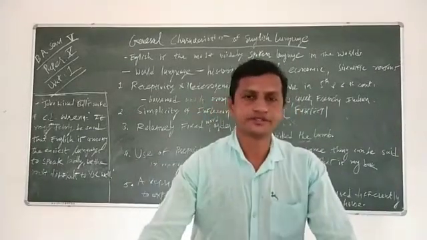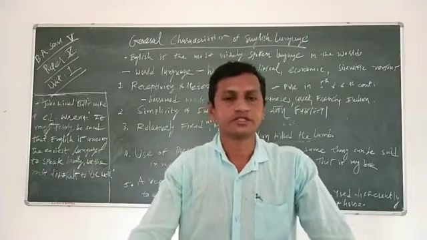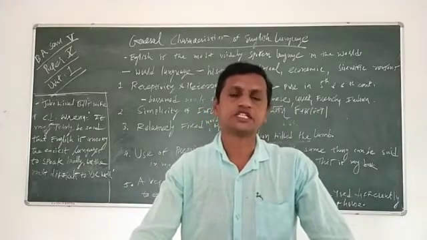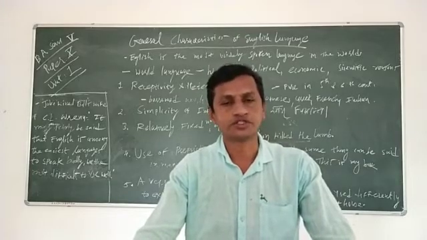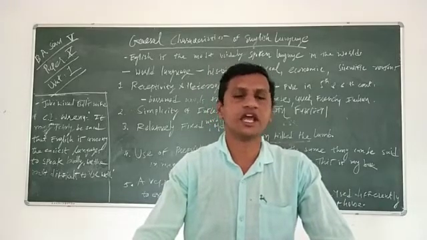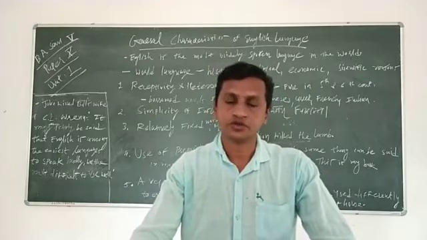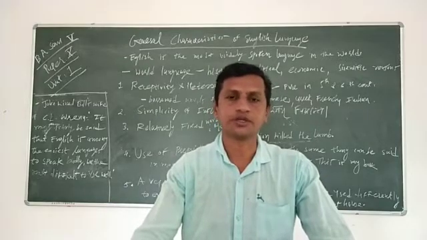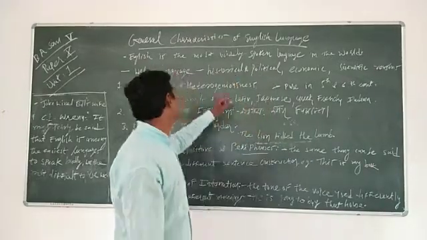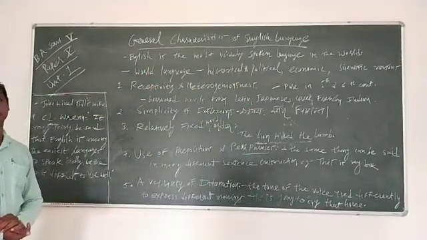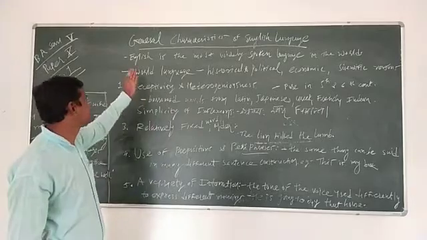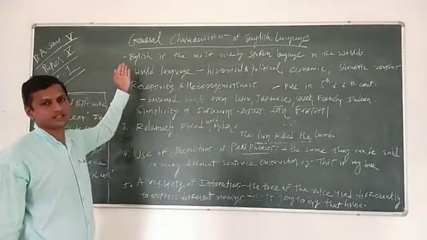Good morning, friends. Dear friends, in Paper 10, the History of English Literature, Unit 1, we discussed the first topic, origin of the English language. Today we discuss the second topic, general characteristics of the English language.